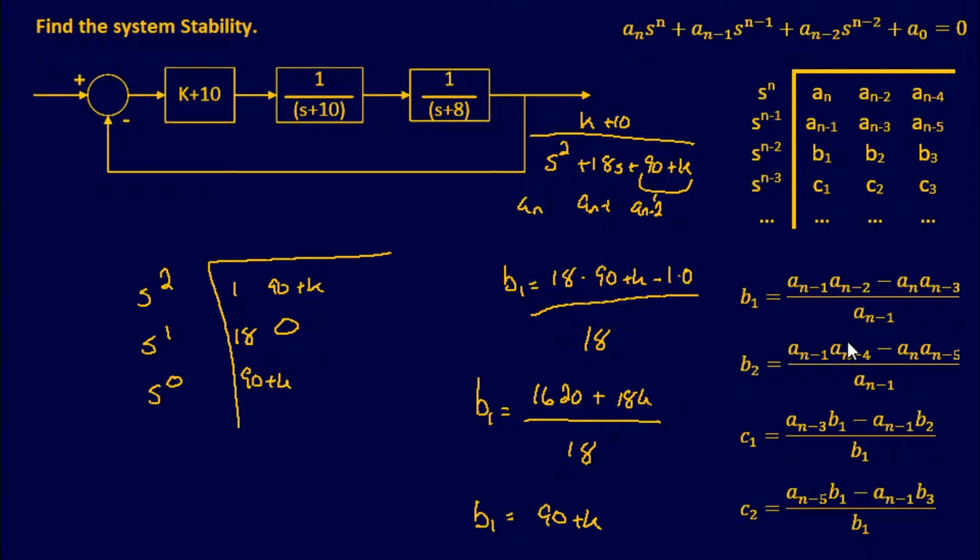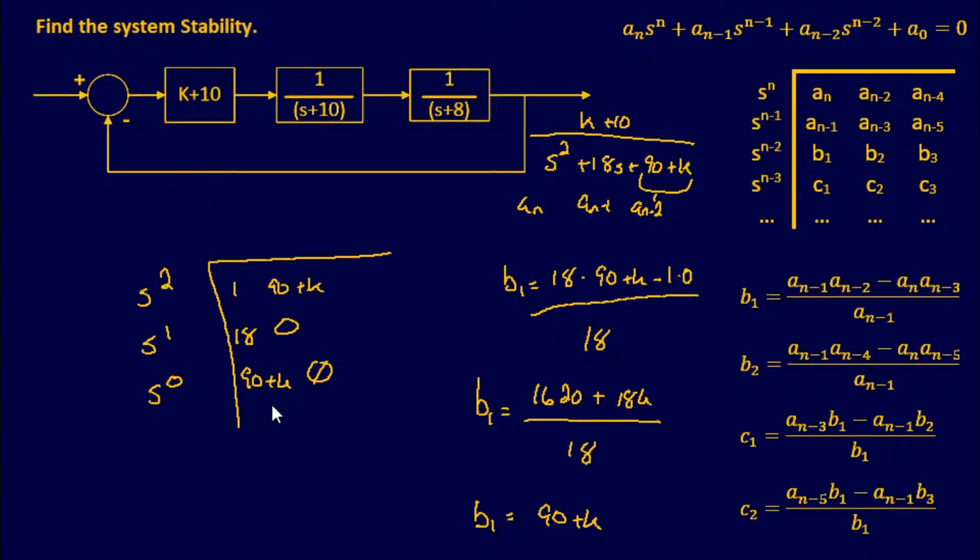All right, and B2 requires A in -4, A in -5. No bother, that's going to be a 0. All right, so we have our first column available. So our first column is all positive numbers. However, we have K right there. So just because all these are positive doesn't mean that's it. You have to find the system stability.